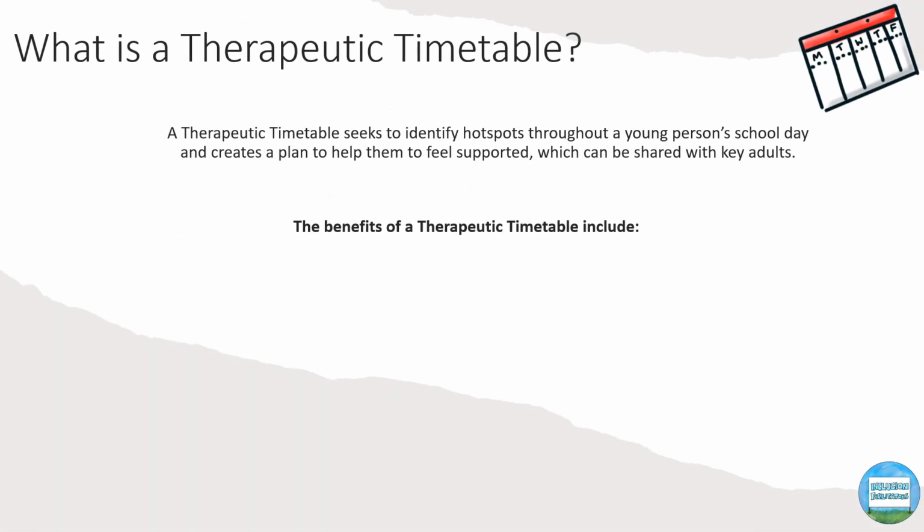A therapeutic timetable seeks to identify hotspots throughout a young person's school day and creates a plan to help them feel supported, which can be shared with key adults. Whilst the ABCD model looks at specific behaviours, the therapeutic timetable expands on this. We try to look at the bigger picture, considering the environment, the time of day or week, and the support network surrounding the child or young person.